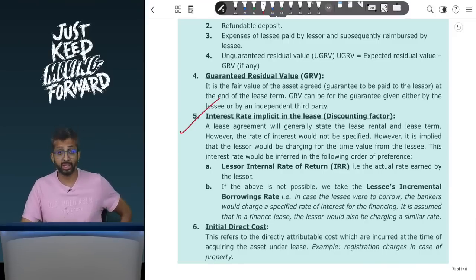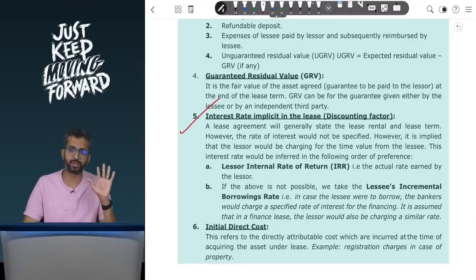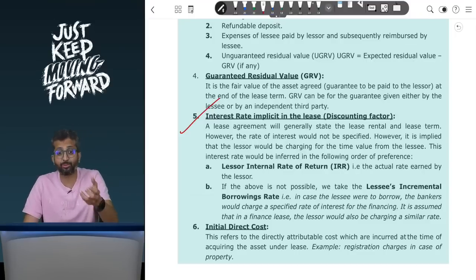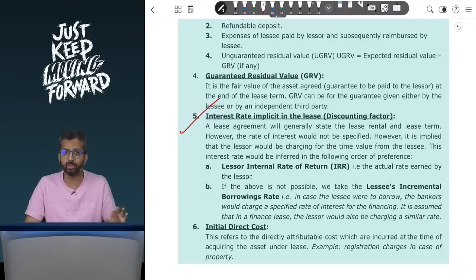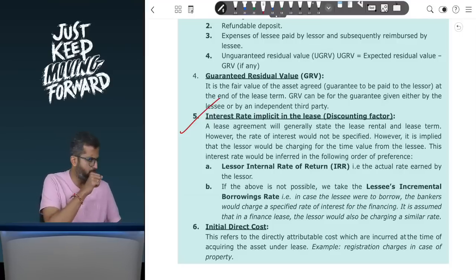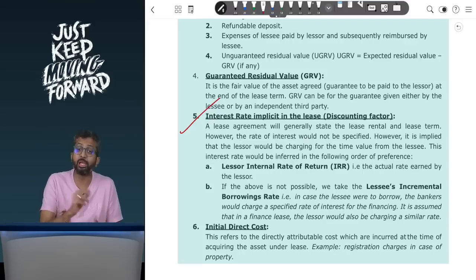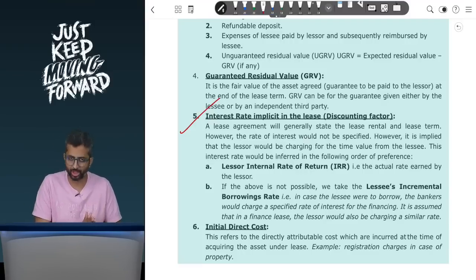Interest rate implicit in the lease. Remember, in the rent agreement, there is no interest rate mentioned. It is just said that you are taking an aircraft on rent for 15 rupees for a period of 10 years. There's no interest rate, like in a loan, where there is an interest rate. However, if you treat a finance lease as a borrow and buy arrangement, you will have to find a hidden interest rate, which should ideally be the lessor's IRR if that is available. But if the lessor's IRR is not separately available, then you will take the lessee's incremental borrowing rate as the interest rate implicit in the lease.